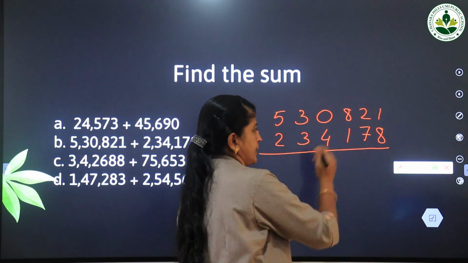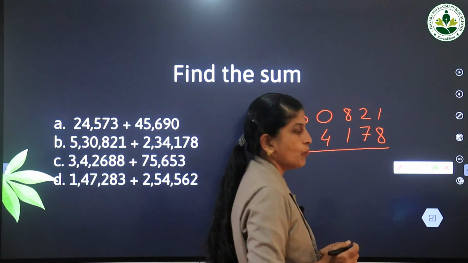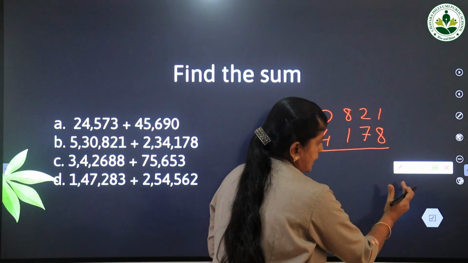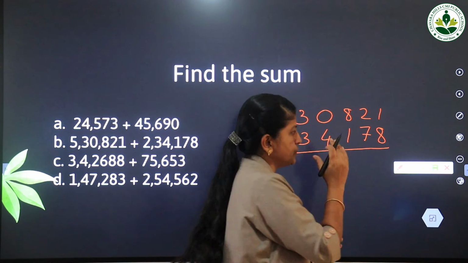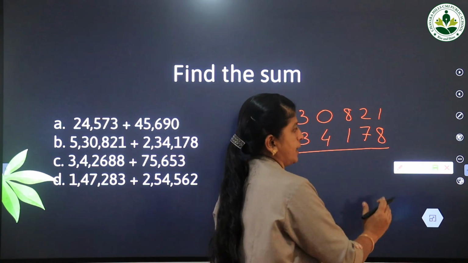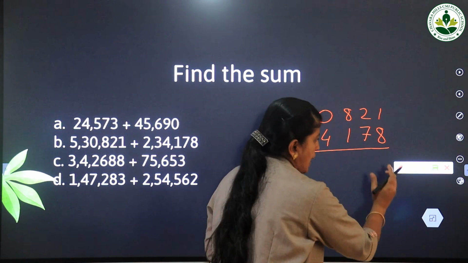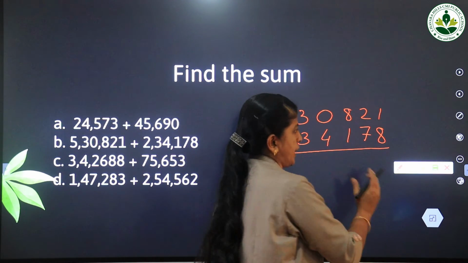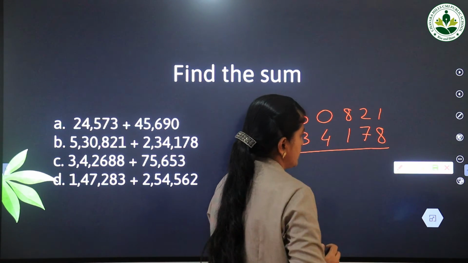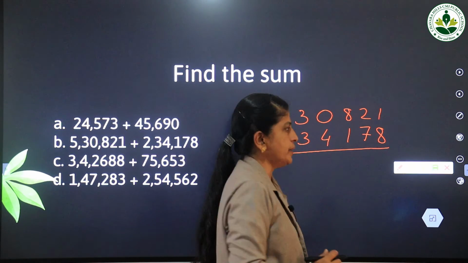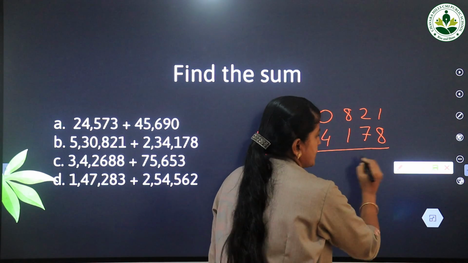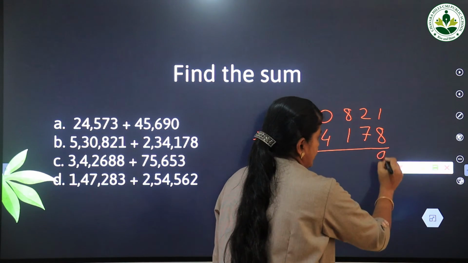Okay. Then add the numbers. First add ones place digits, starting from the right side only. You have to remember that one. When we add, we should start from the right side only. Okay. Then 8 plus 1. The ones place digits are 8 and 1. 8 plus 1 is 9.